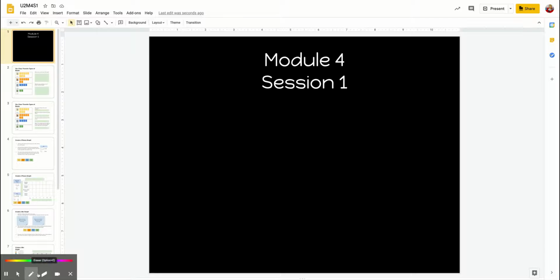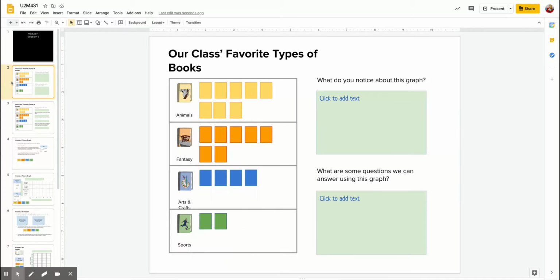In today's math session, you're going to be creating graphs using the information that we got from our book survey that you did yesterday. So today we're going to be taking a look at our class's favorite types of books. Not everybody replied, but these are the results from our surveys. So take a look at these.